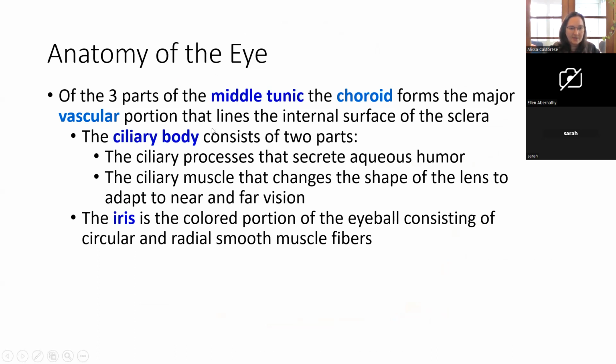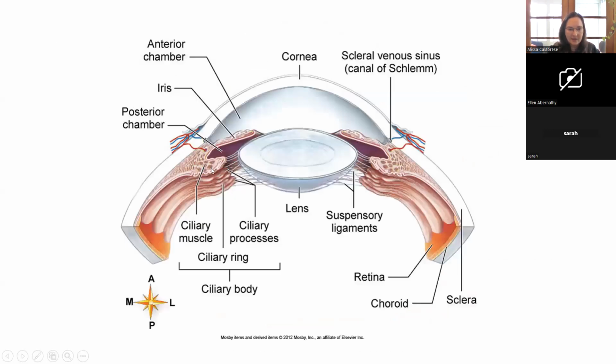The middle tunic, we mentioned that's the vascular tunic where we have the choroid. We've also got the ciliary body there in the iris. So the ciliary body, it's actually a little muscle that's connected by these little suspensory ligaments to the lens. That's going to help hold the lens in place and then also pull on it to stretch it out. So we can stretch the lens thin or we can plump it up. And changes in the shape of the lens is what allows you to change your focus. So when you focus on something far or something close, it's because your lens is changing shape and changing the way that light is bent towards the retina.